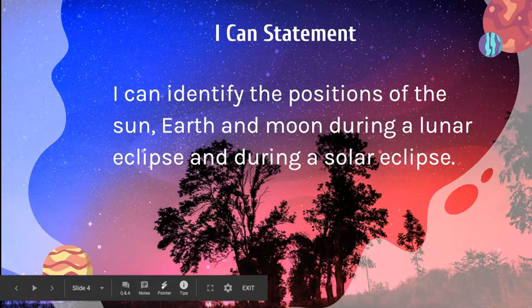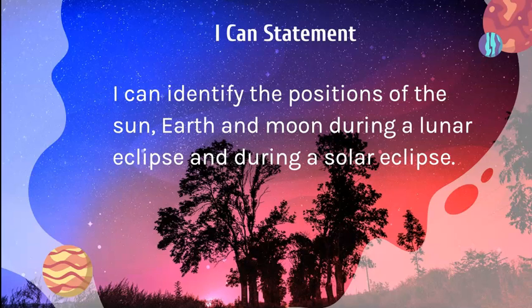Here are our I can statements for today. It says, I can identify the positions of the sun, earth, and moon during a lunar eclipse and also during a solar eclipse.